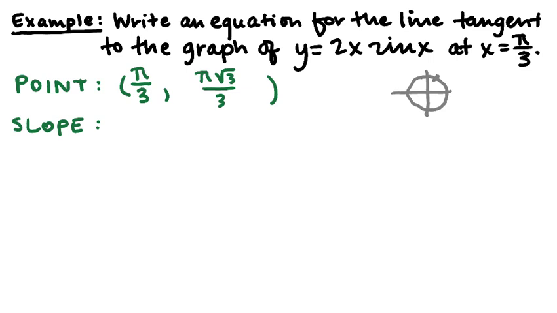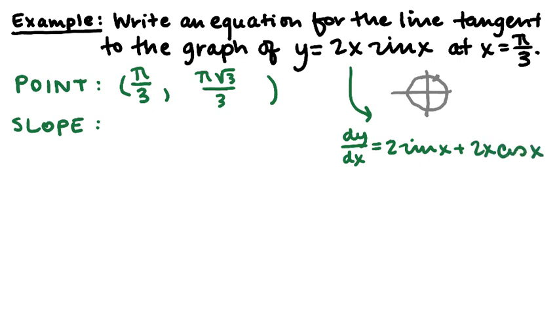Now for the slope, I'm going to need to take the derivative. So I'll take this over here, and I'll say that dy/dx is, okay, I'm going to need to use the product rule. So I'll start with 2x. That one looks a little easier. So the derivative of 2x is 2. Leave sine x the same. Then I'm going to add, leaving 2x the same, take the derivative of sine. Well, that's cosine x. Right?